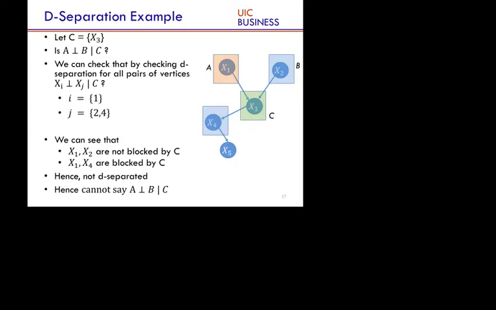So we check for all paths, and because one of them is not blocked, these are not d-separated, so we cannot say that they are conditionally independent. Okay, that's what we covered last time. So any questions?